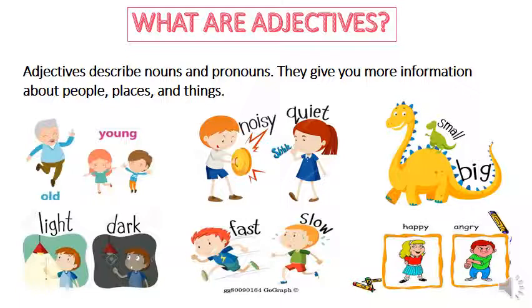Fast and slow are also adjectives that are describing the two children who are running. Light and dark, also these are adjectives. So as you can see in the pictures, adjectives are words that describe nouns and pronouns.